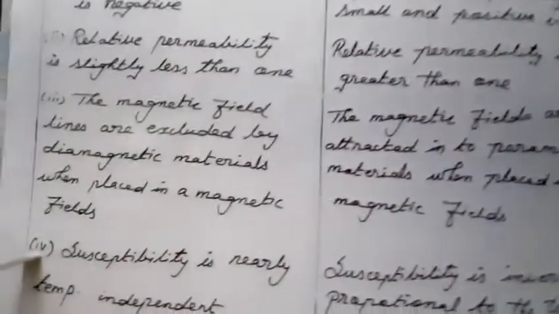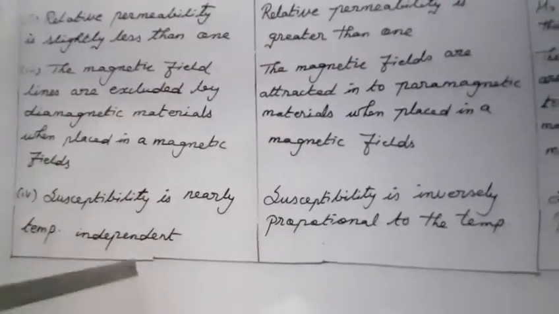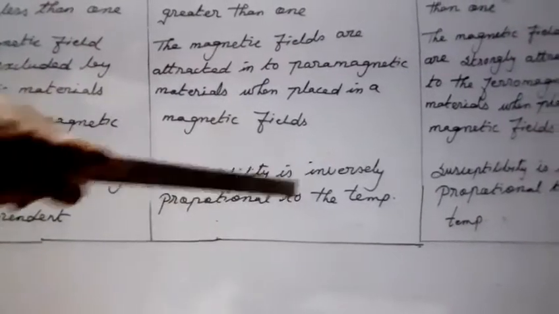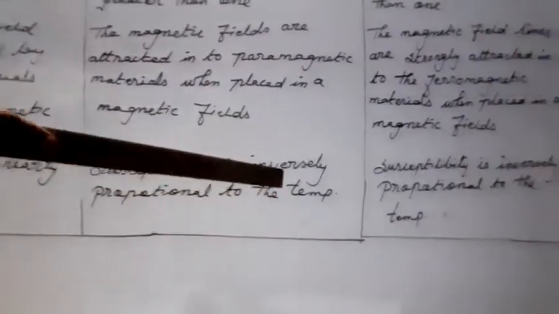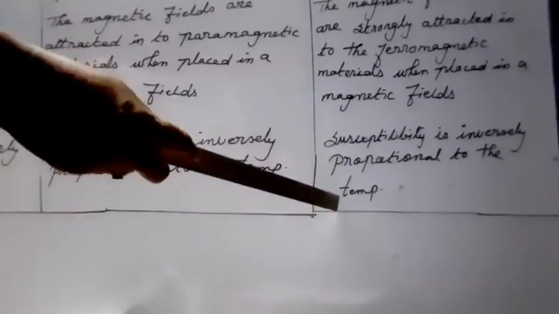magnetic field. And then the fourth point: under diamagnets, the susceptibility is nearly temperature independent, and in paramagnets the susceptibility is inversely proportional to the temperature, and in ferromagnets the susceptibility is inversely proportional to the temperature.